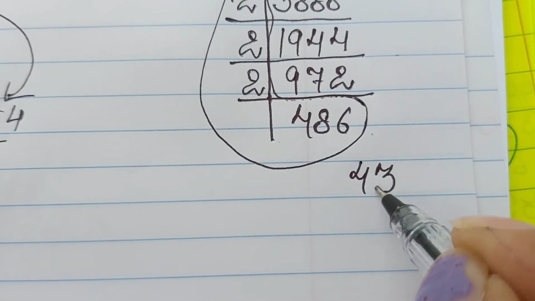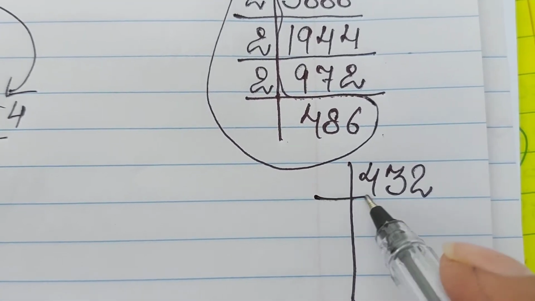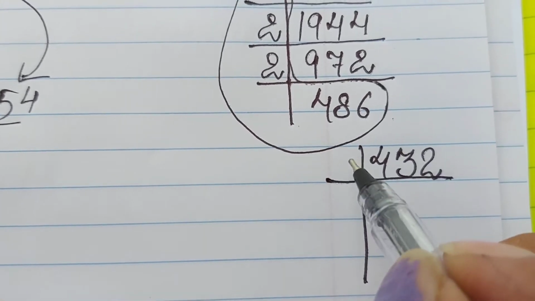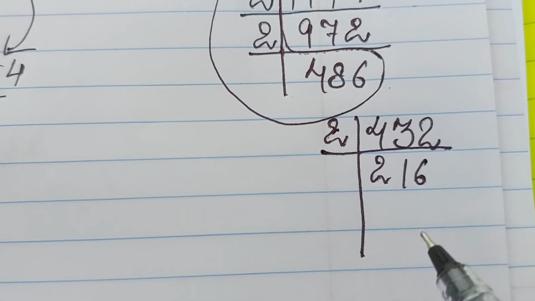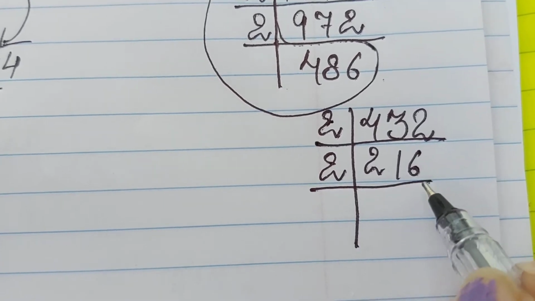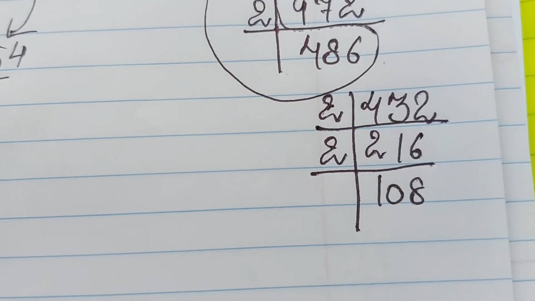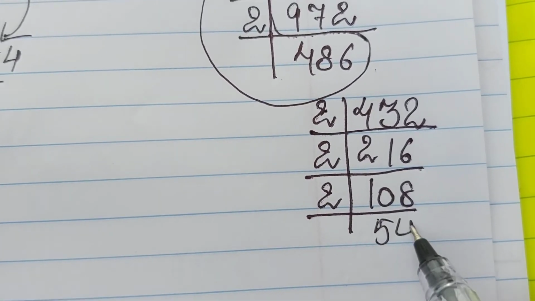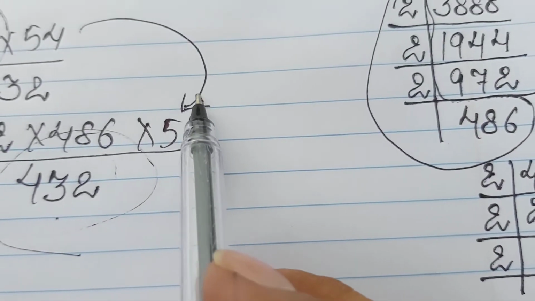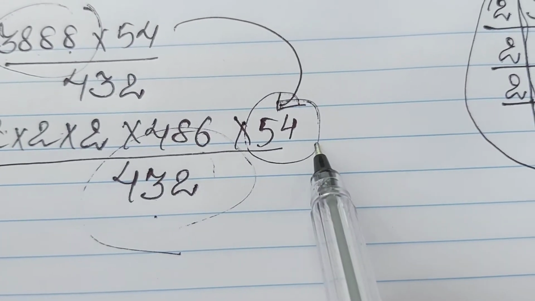Again we will write it on one side. 432 divide it on 2. You will get quotient 216. Now divide it on 2. You will get quotient 108. Again divide it on 2. You will get quotient 54. Now you will stop here because already 54 is there.